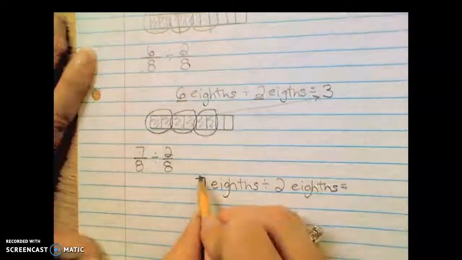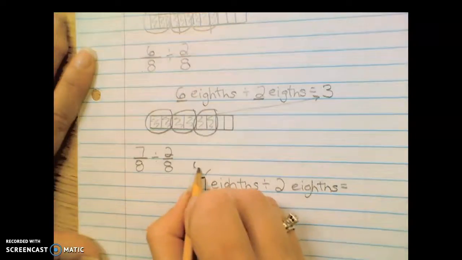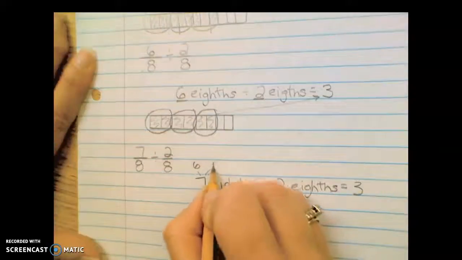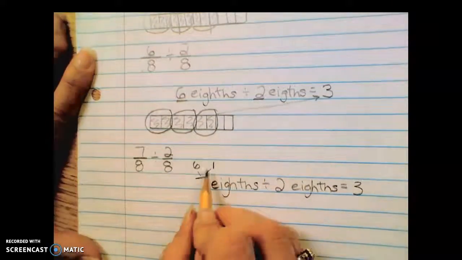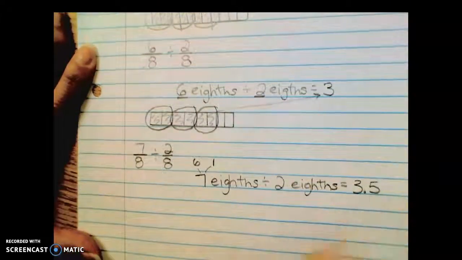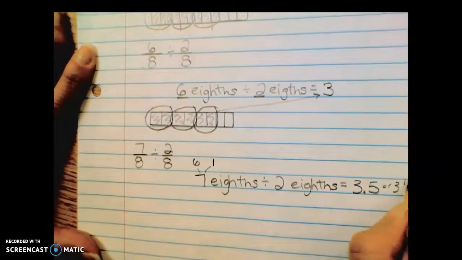Let me see if I can number bond it. I can't do 7 divided by 2, but I can do 6 divided by 2, which would be 3, and then I have 1 left over. 1 divided by 2 is pretty easy. 1 cookie split between 2 people is a half. So I think my answer is going to be 3 and a half, or 3.5.